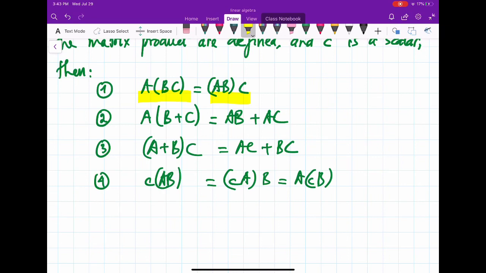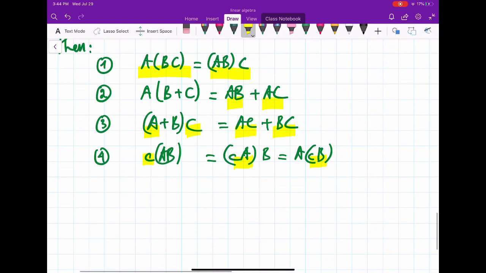The second property is the distributive property. A times (B plus C) equals AB plus AC. And similarly, you may have (A plus B) times C equal to AC plus BC. And if you have a scalar C, multiplying C with A plus B is the same as C with A plus C with B. Again, those properties are pretty easy to prove, and that is from the definition of matrix multiplication. So we will not do that in here.